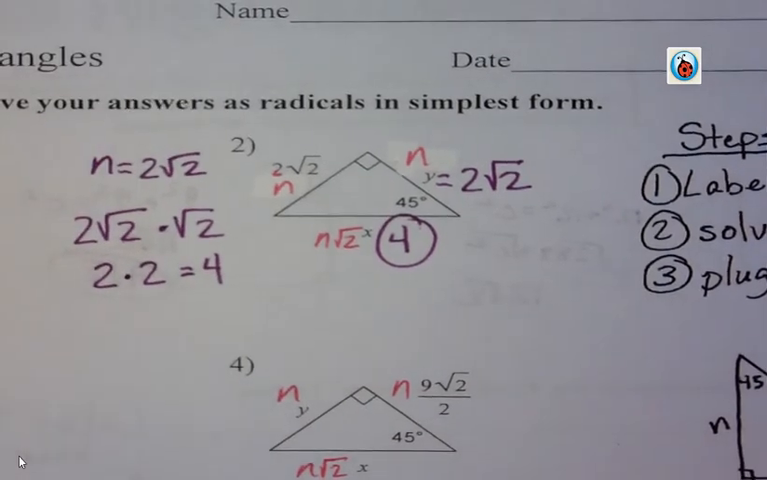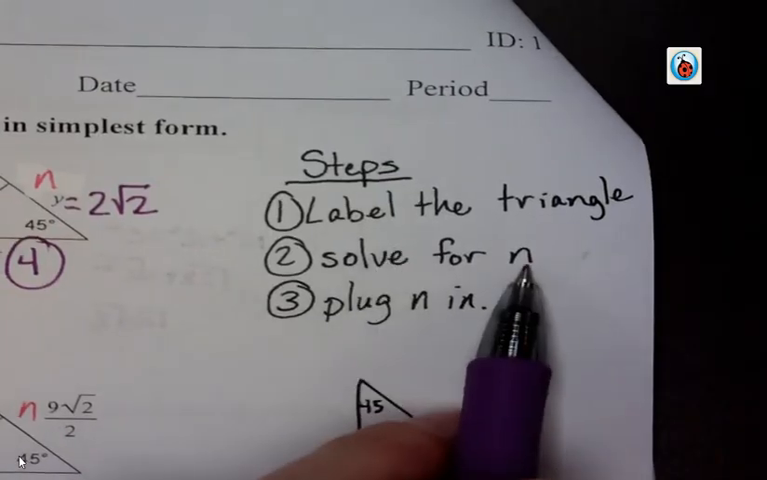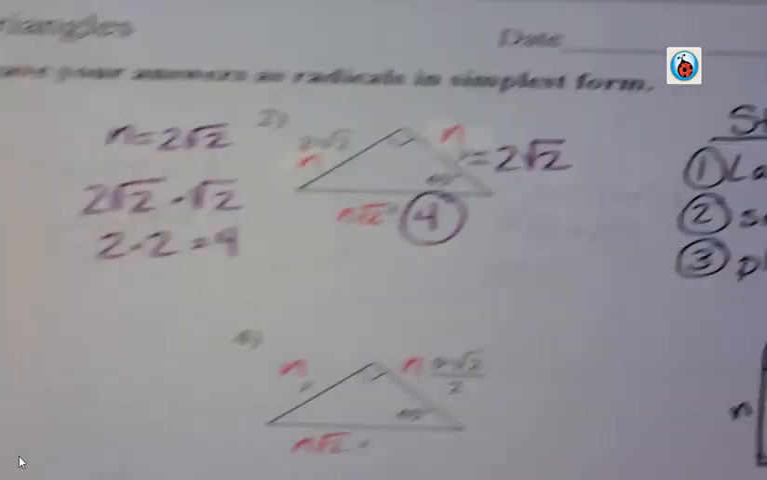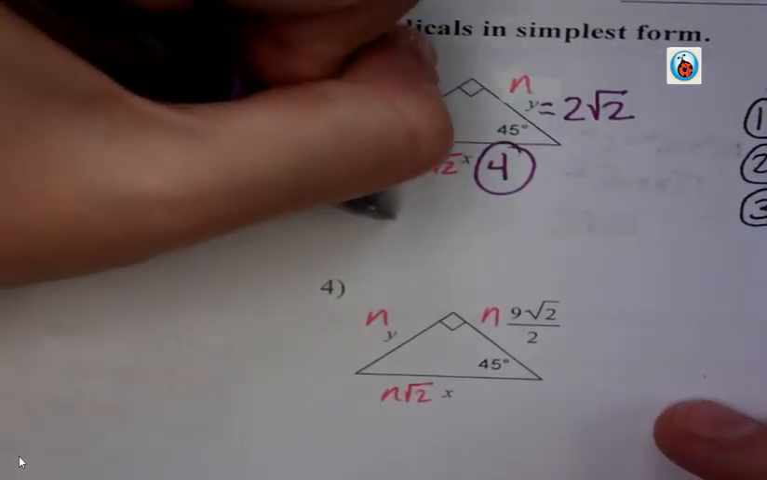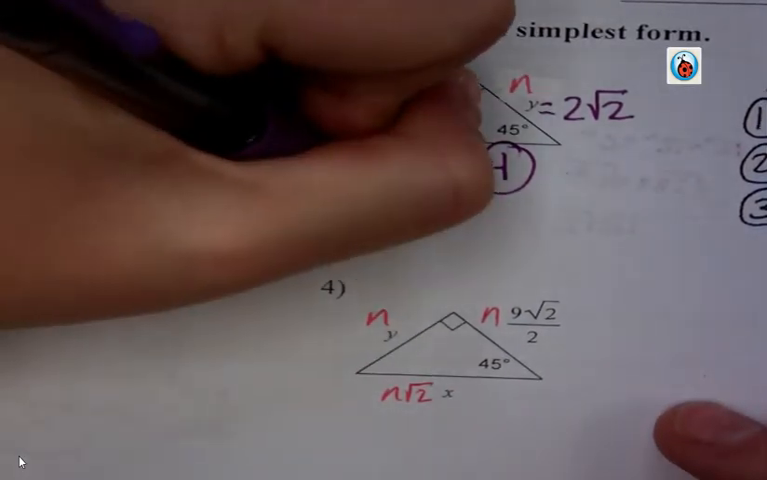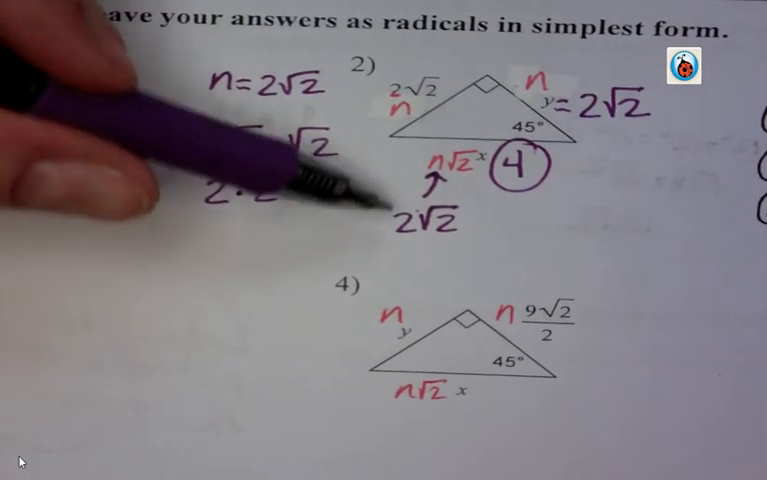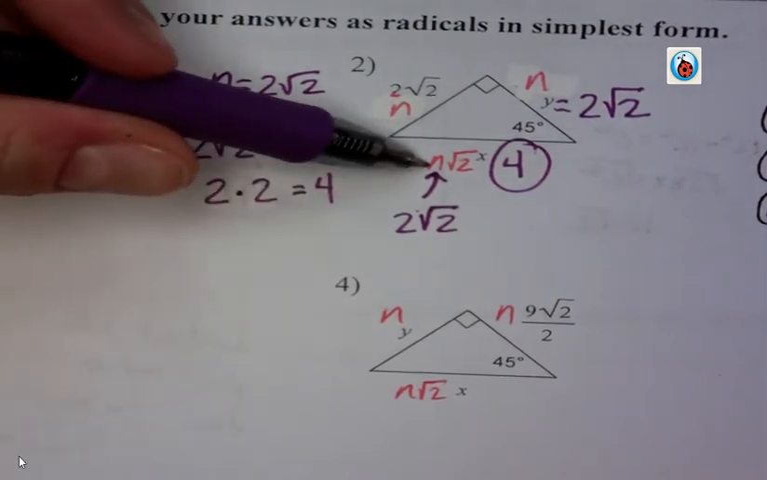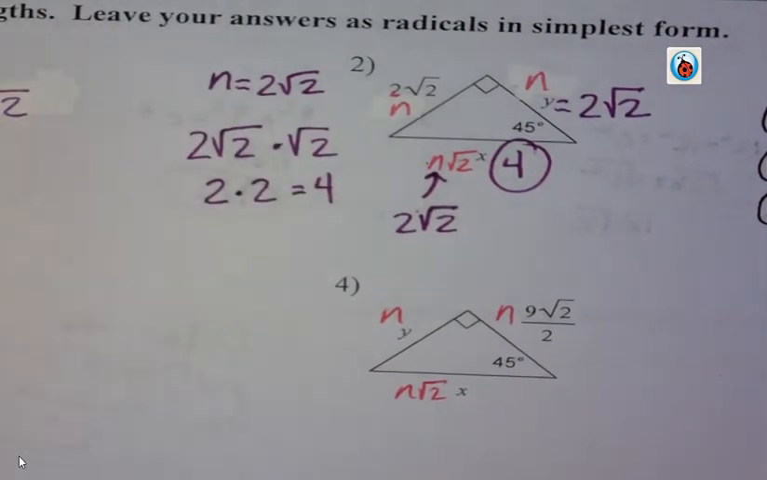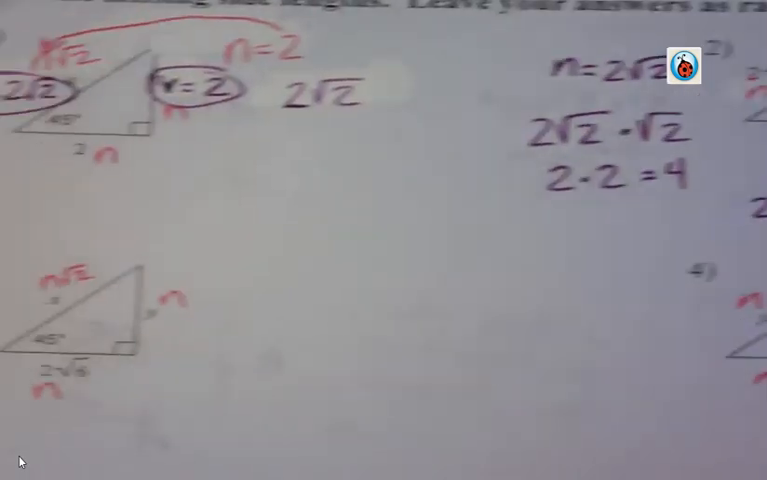Okay, so all you're doing is you solve for n. Once you have n, then you plug it in. So if you want to solve for n root 2, you have to plug whatever that is, in this case it's 2 root 2, in for n, and multiply it by the square root of 2. Okay?